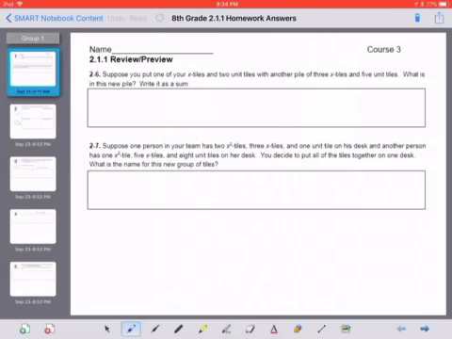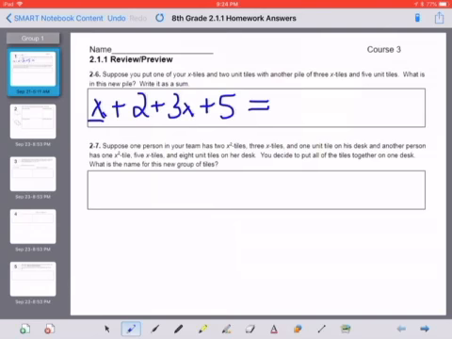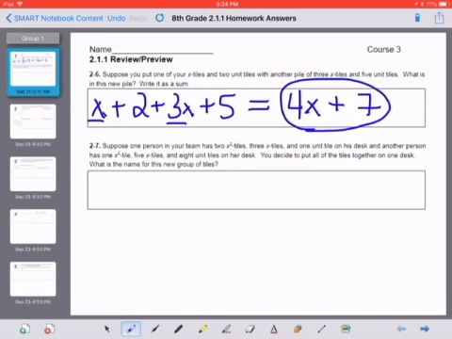So the first one says we have one X tile, so an X tile plus 2 unit tiles, or plus 2. And then we had 3 X tiles, so plus 3 X tiles, and 5 unit tiles. So all together, I would have my X and my 3X would make 4X, plus 2 plus 5 would make 7. So the answer was 4X plus 7.